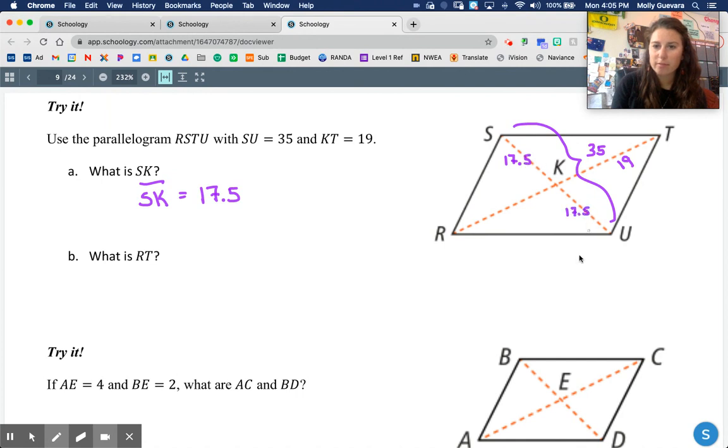Then part B says, what is RT? I know that K to T is 19, which means R to K is also 19. So what is the total distance? Well, 19 plus 19 gives me my full length of 38. And that's it. We're just using the property that the diagonals bisect each other.